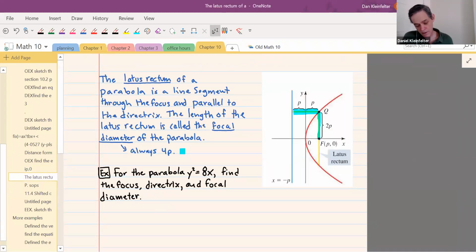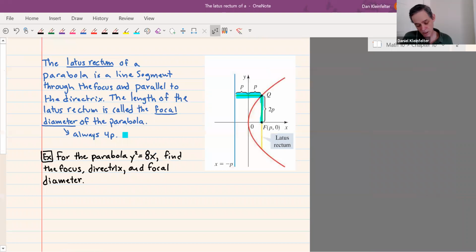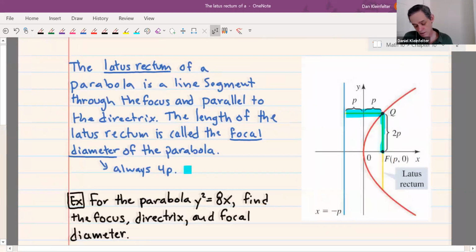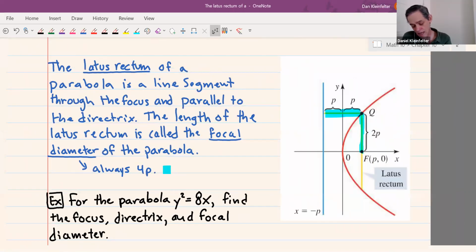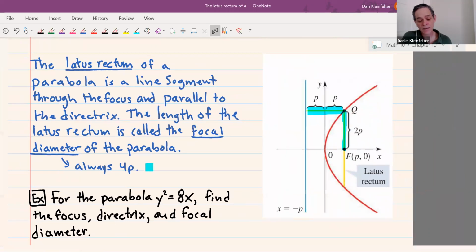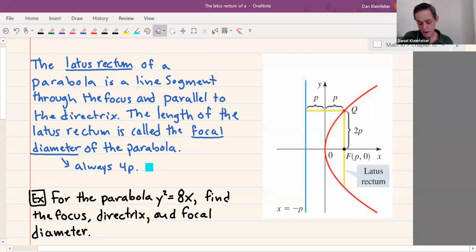Another kind of definition. Every parabola has a latus rectum. That's a Latin phrase that means straight side. The latus rectum of a parabola is a line segment that passes through the focus and is parallel to the directrix. So it's a line segment that goes through the parabola, through the focus, but is parallel to the directrix.